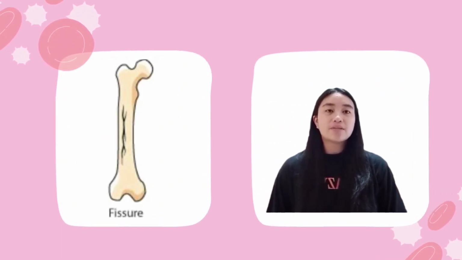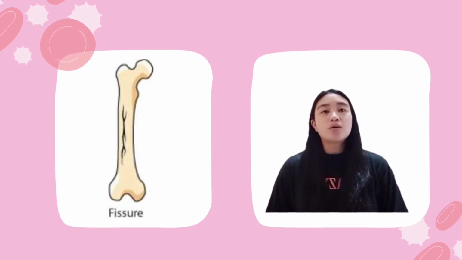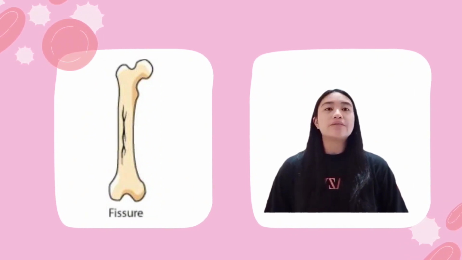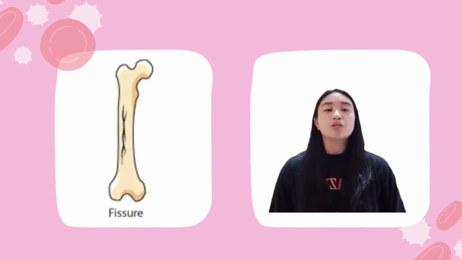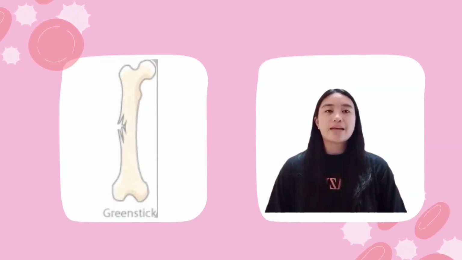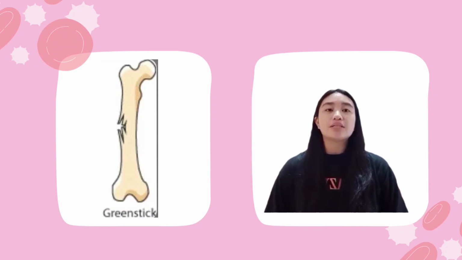Next, we have the fissure. A fissure is a fracture whose walls have been opened significantly by a separation in a direction normal to the plane of the fracture. And lastly, we have the greenstick fracture.